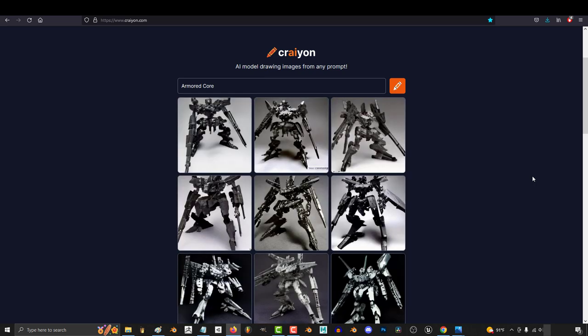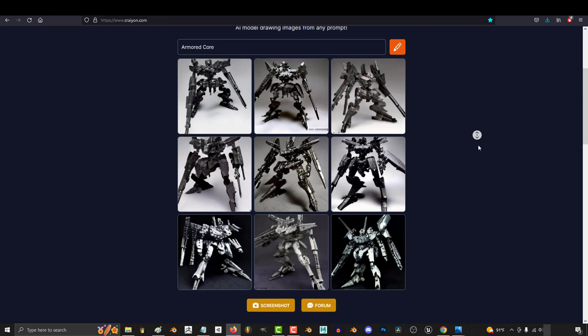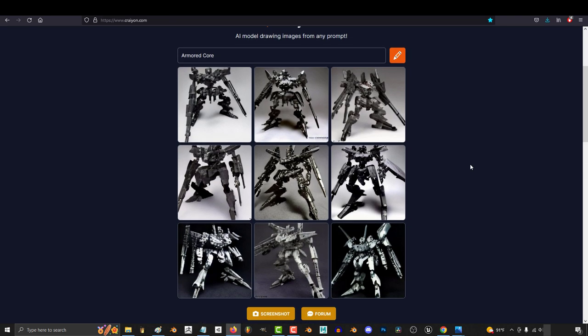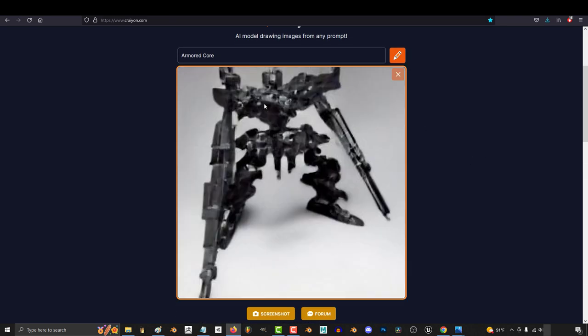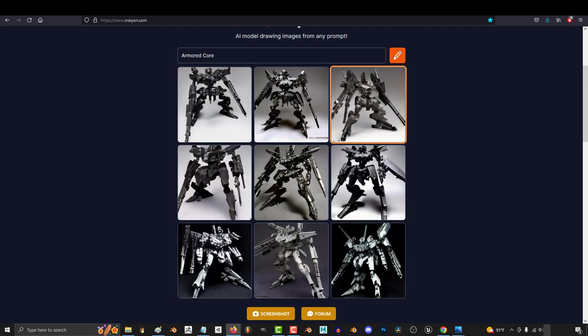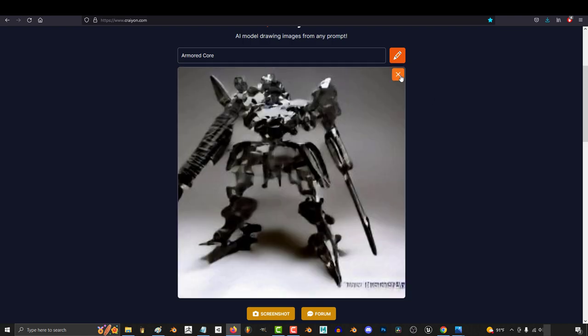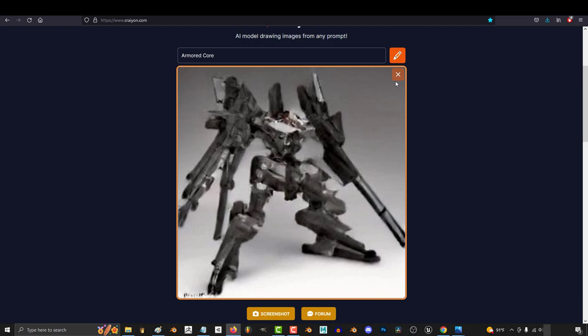All right, so let's take a look at what we got. Now at first glance, it definitely looks like an Armored Core. It even kind of feels like an Armored Core, but as an Armored Core expert, I can confidently tell you that these are not real parts.